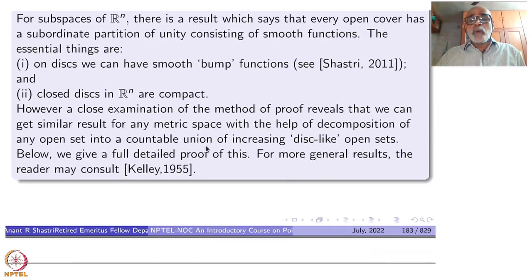So if you carefully study the proof that we have given earlier, then we can get a similar result for any metric space with the help of decomposition of any open set into a countable union of increasing disk-like open sets. What I mean to say is that compactness, the local compactness, is not all that necessary here. So something else will come to help, namely the metric property. And that is what we are going to do.